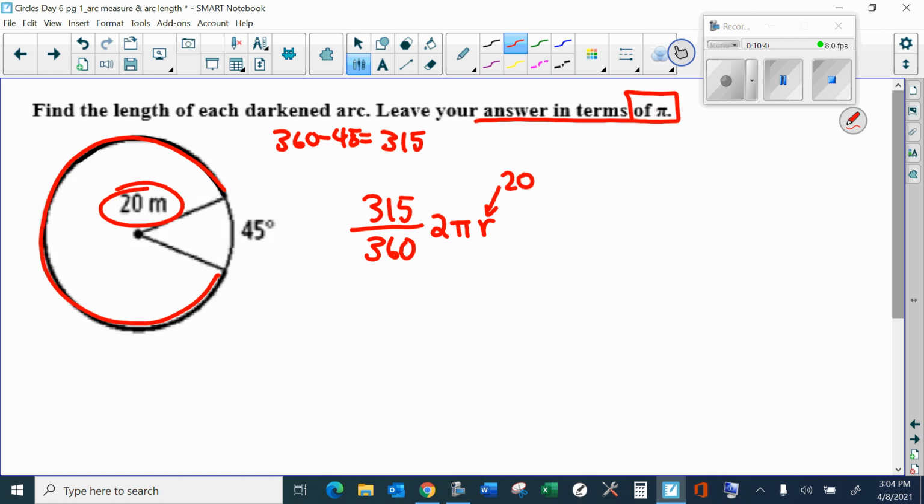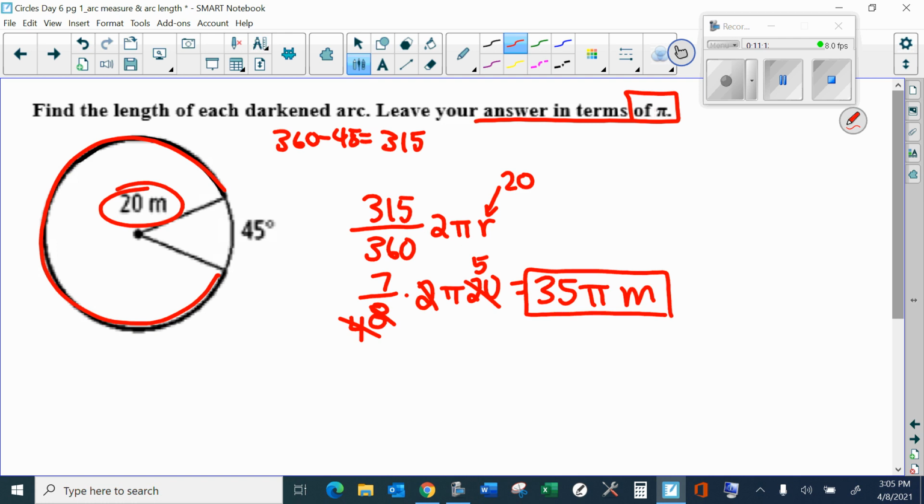Okay, so there are 8 45s in 360, and we're subtracting off one of them. So that's 7/8 is what that reduced to. So you can put it in the calculator, hit math, enter, it'll give you 7/8 times 2 times pi times 20. Well, that 2 will cancel the 8 4 times. Well, now that 4 will cancel the 20 5 times. And so I have 35 pi. And then whatever the units are, meters. Okay, exact answer.